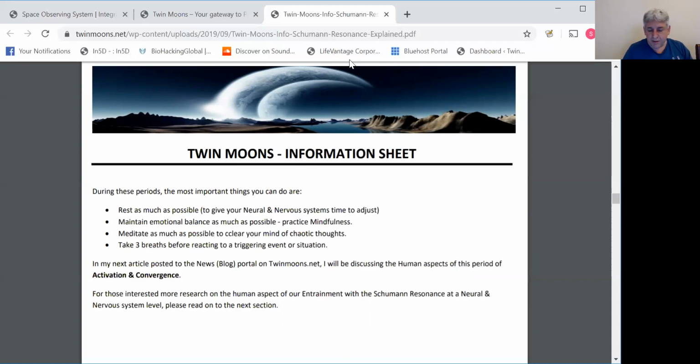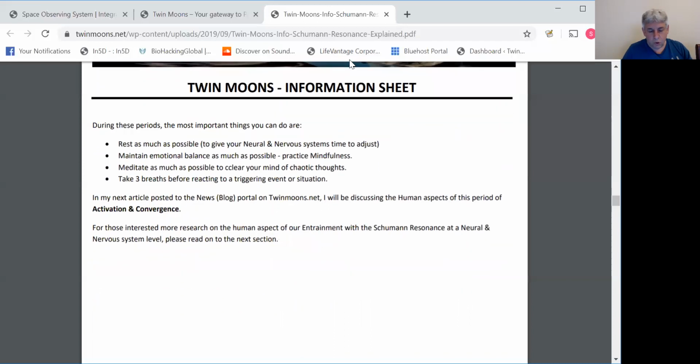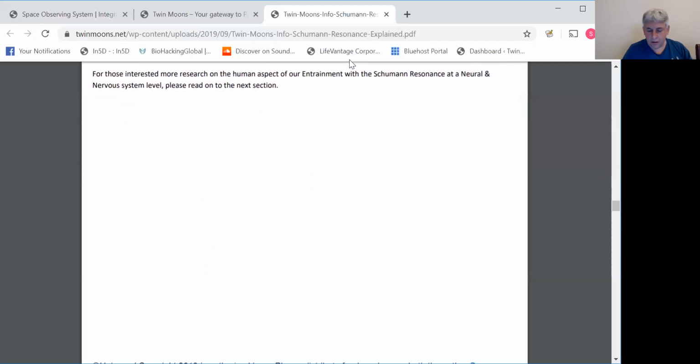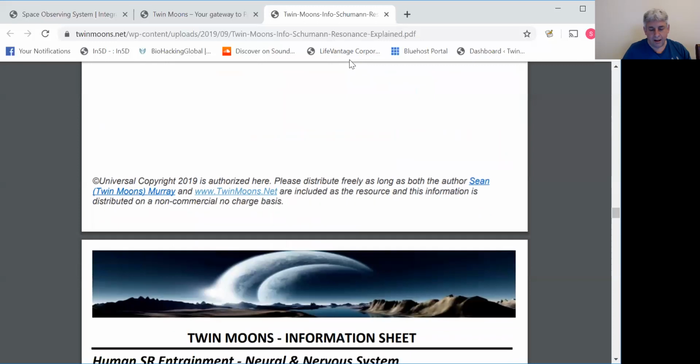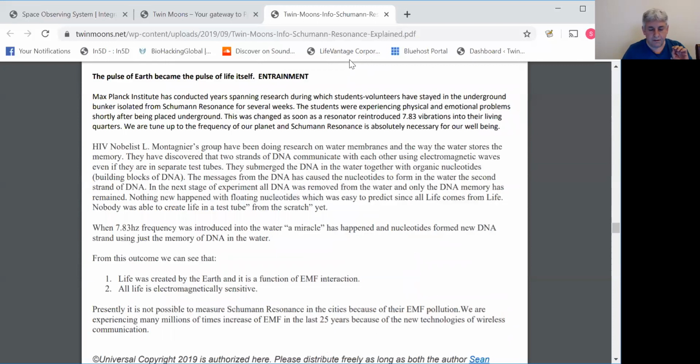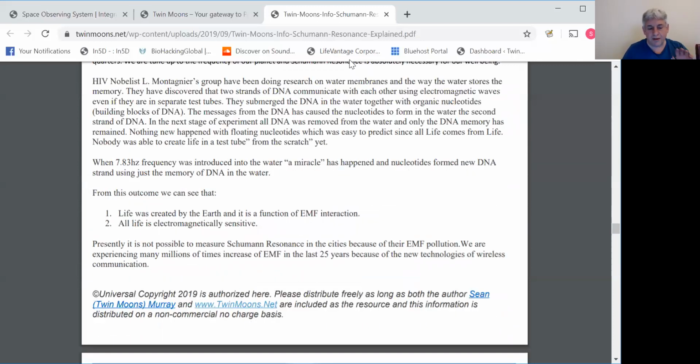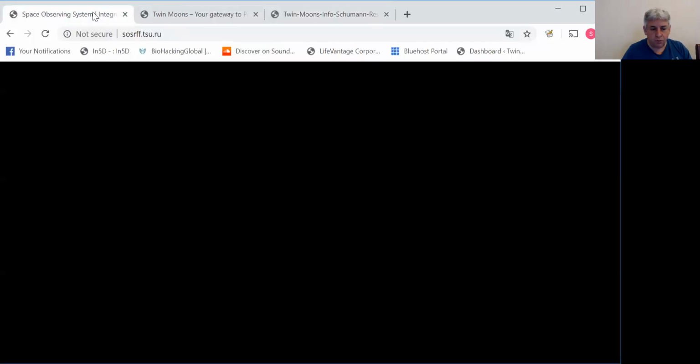So the rest of the paper talks about some of the insight, experimentation and analysis that's gone into the Schumann resonant frequency itself, which is really interesting reading, but I'll leave it to you to read through. What we'll do is we'll just browse very quickly to the website itself.